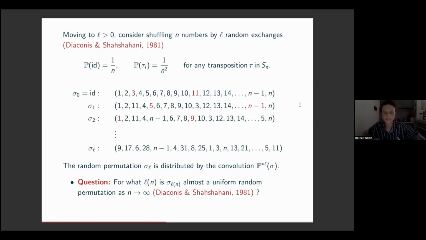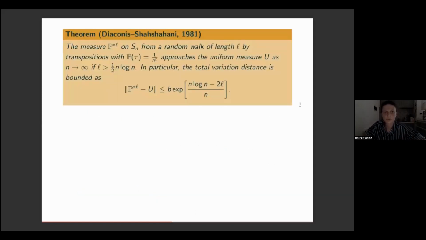We can ask some questions about the resulting walk, and one that Diaconis and Shahshahani studied for this walk was how fast does the number of steps have to grow with the order of the group, so that in the limit as n goes to infinity, so as the size of the group goes to infinity, the permutation you sample after L steps is close to being uniformly random. And what they found was that there's a cutoff. So if L grows faster than half n log n, you have, after L steps, if n's large enough, almost a uniform random permutation.